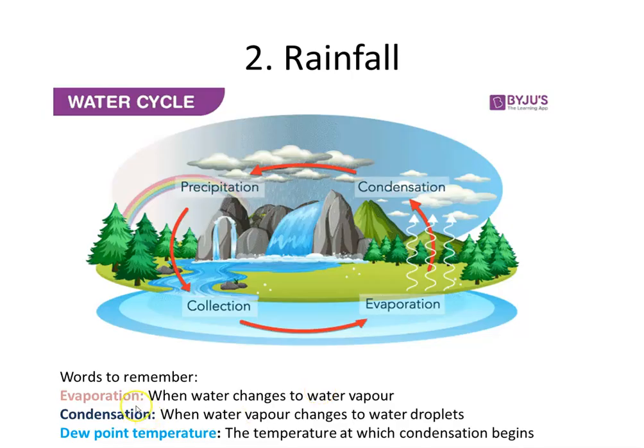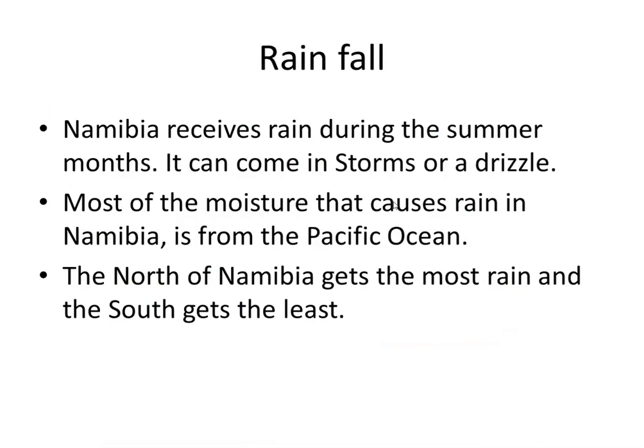Now let's look at the words that we need to remember. Evaporation is when water changes to water vapor. Condensation is when water vapor changes to water droplets. And the dew point temperature is the temperature at which condensation begins. So the temperature that you have here, only when it reaches dew point temperature, that is when clouds start to form.